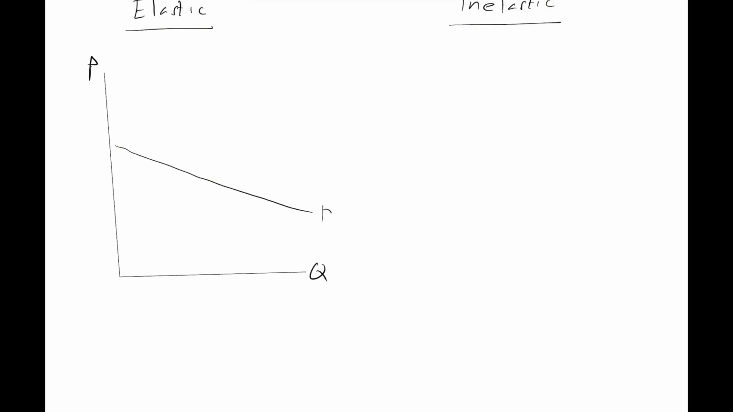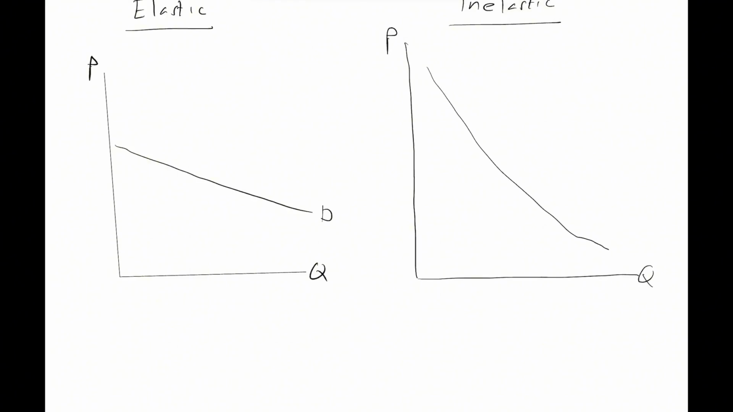That's demand. And an inelastic demand curve, P, Q, imagine our 45-degree line, and then we're going to draw the top of the demand curve to the right-hand side of the 45-degree line. So it will look like this. That is our inelastic demand curve.